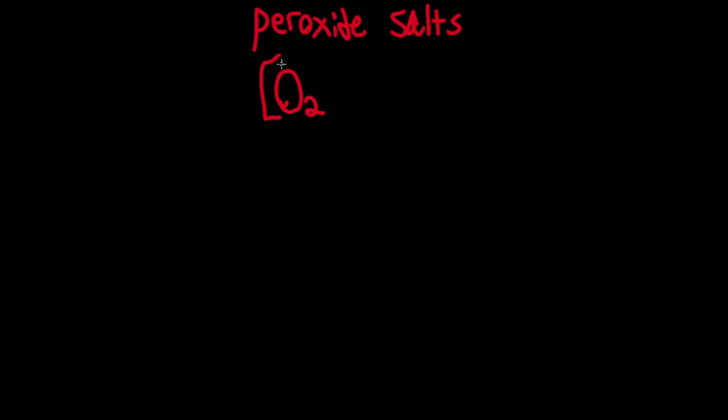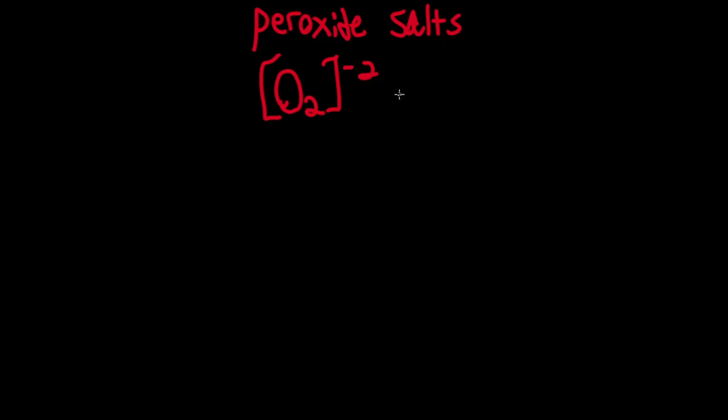And the next family we're going to talk about that contains polyatomic or complex anions is going to be the peroxide salts. Okay, and these salts are going to consist of a metal plus a peroxide complex anion, which is going to be 2 oxygen atoms, so O2, and that is going to have a -2 charge going across it.